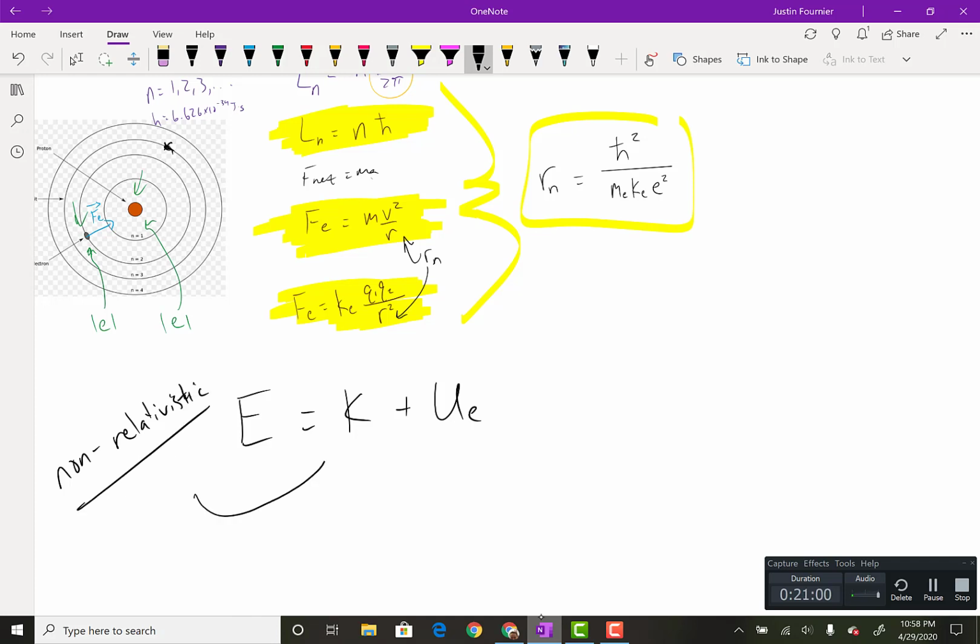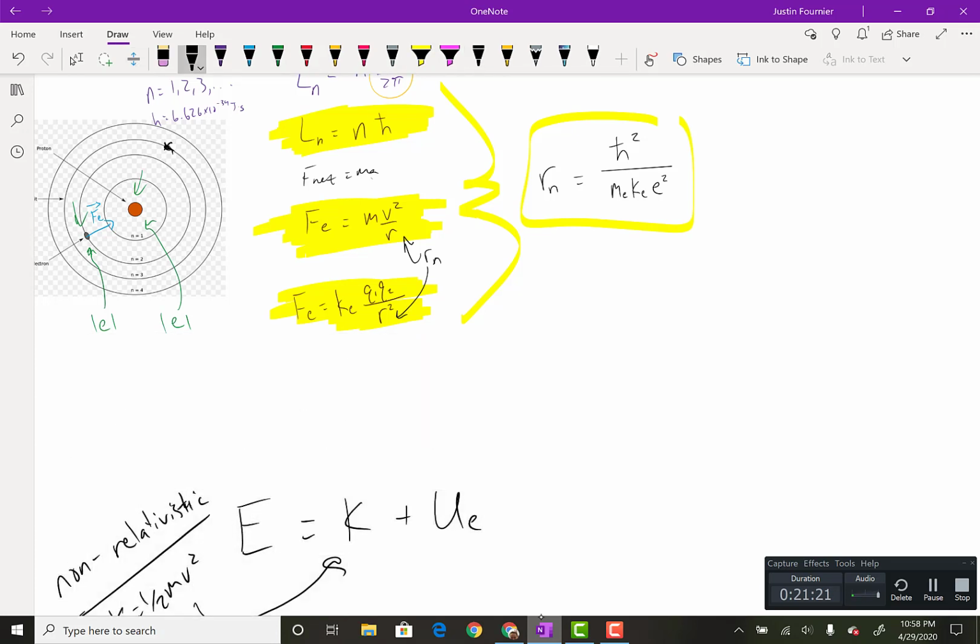So in other words, I could plug in the kinetic energy equals 1/2 mv squared here. That's what I mean by non-relativistic for that. Nope, I just realized you need one more equation here for this first part, so I'll throw it in there.